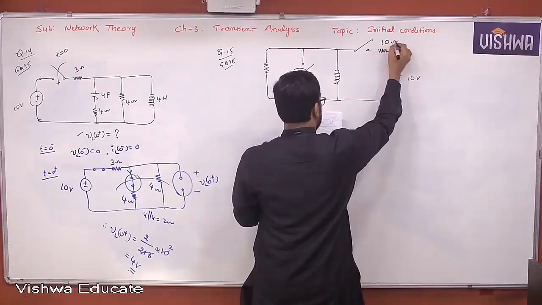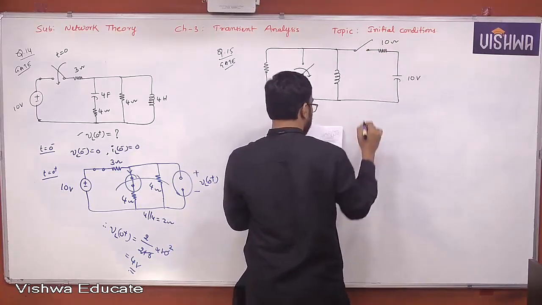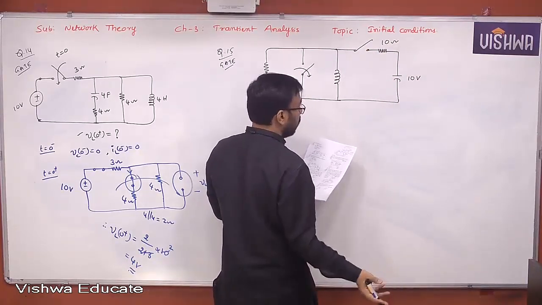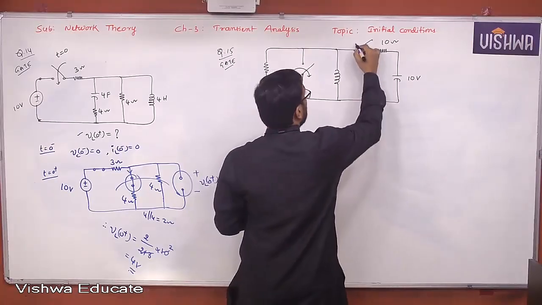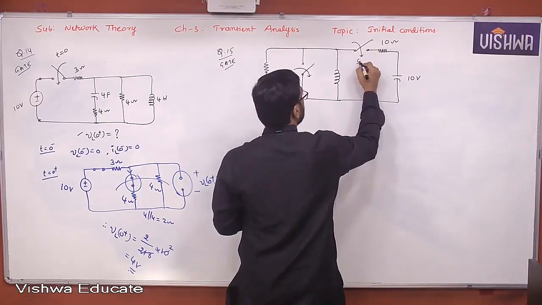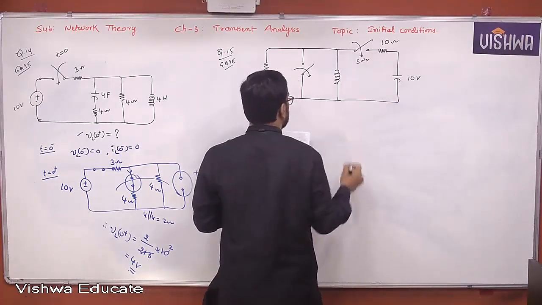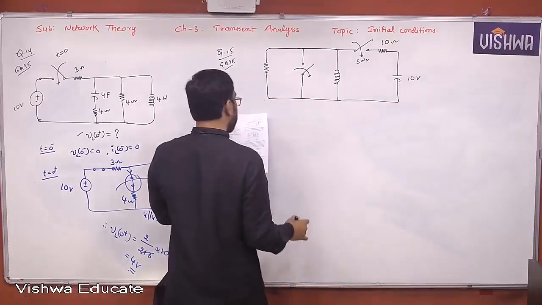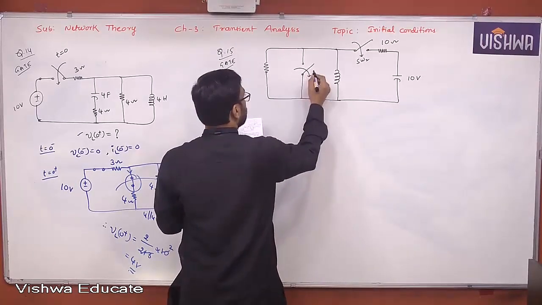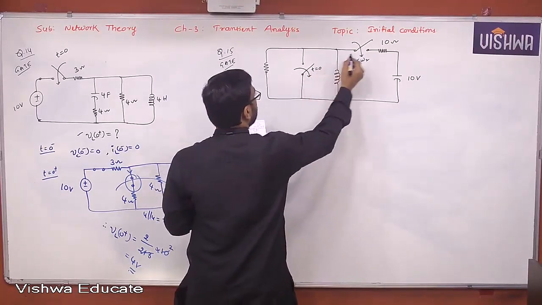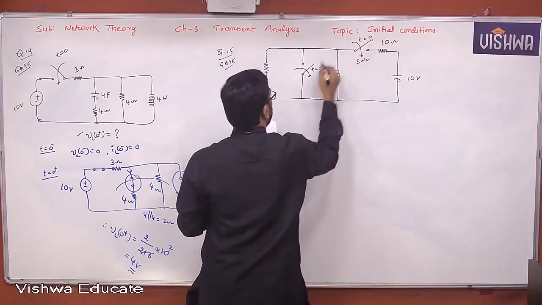10 ohm. Now what is happening? SW2 is closed at t equal to 0. According to the data given, I'm just placing the switch direction like this. SW1 is opened at t equal to 0. Yes or no? So that's why I'm just placing the switch position here. So it is a simultaneous operation.